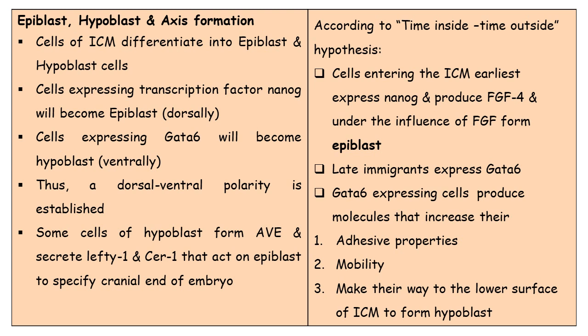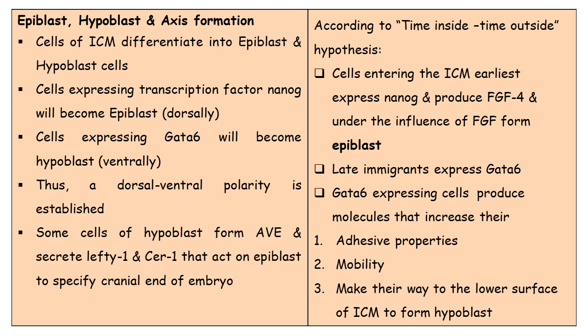the epiblast. So these AVE are just the cells of hypoblast which are present on the anterior side of the epiblast, below the epiblast at the anterior side of the future developing embryo, you can say. So these cells secrete leptin and serotonin, and these proteins ultimately guide the epiblast to specify that end of the epiblast, the cranial end of the embryo, or you can say anterior end of the embryo.